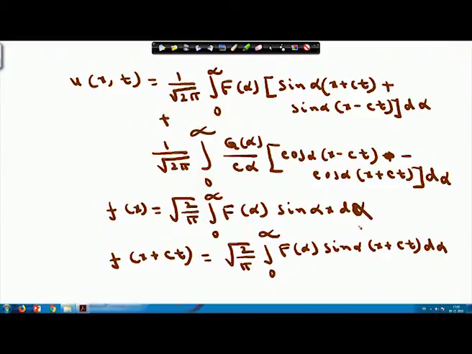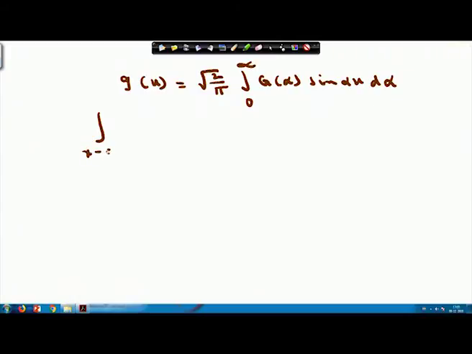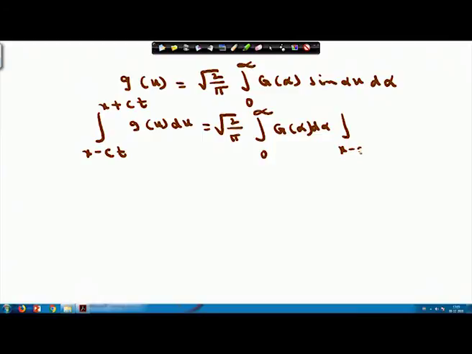Now, let us see what happens to g(u). Your g(u) is root over 2 by pi, integral 0 to infinity, G(α) into sin(αu) dα. Again from inversion, the inverse Fourier sine transform, I can write this. If you integrate it from x−ct to x+ct of g(u) du, you see how we are transforming it: root over 2 by pi, integral 0 to infinity, G(α) dα, and x−ct to x+ct, sin(αu) du, this I can write.